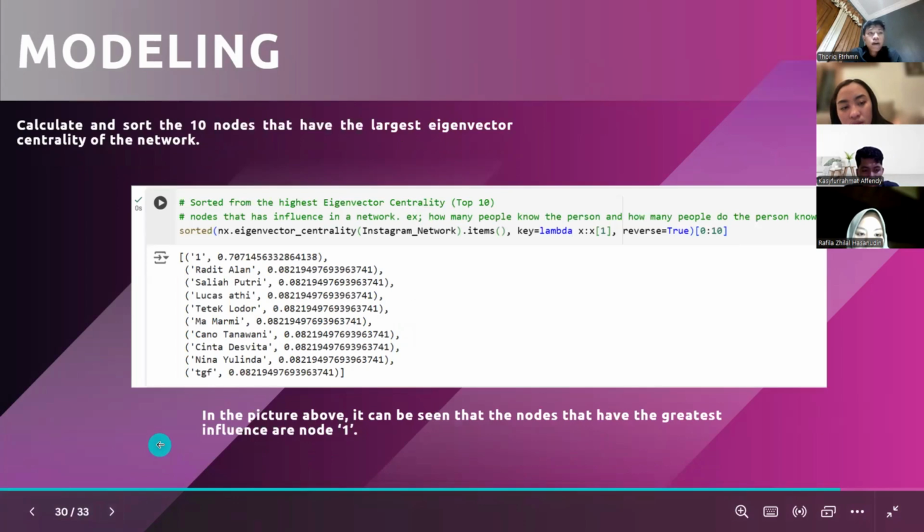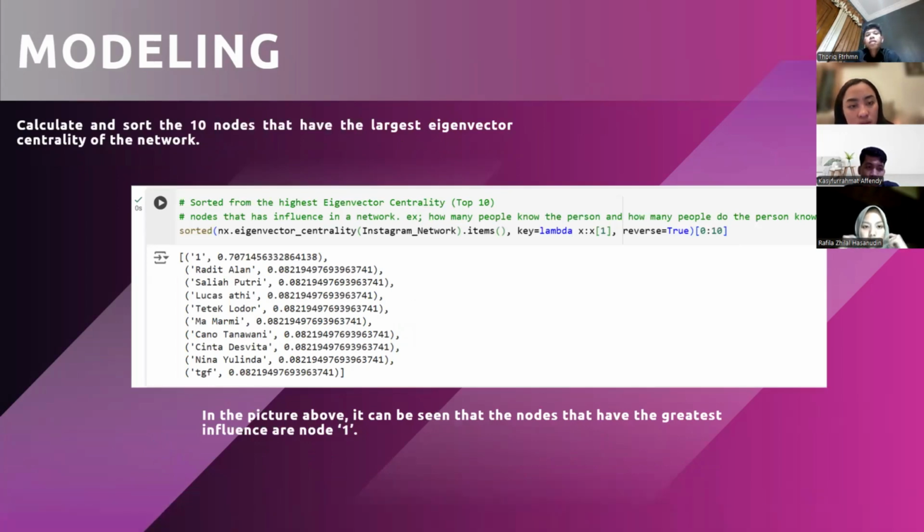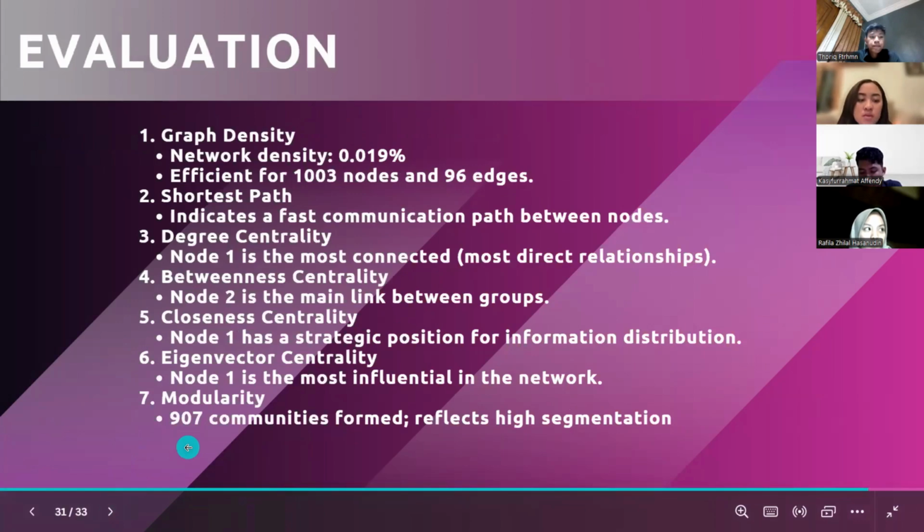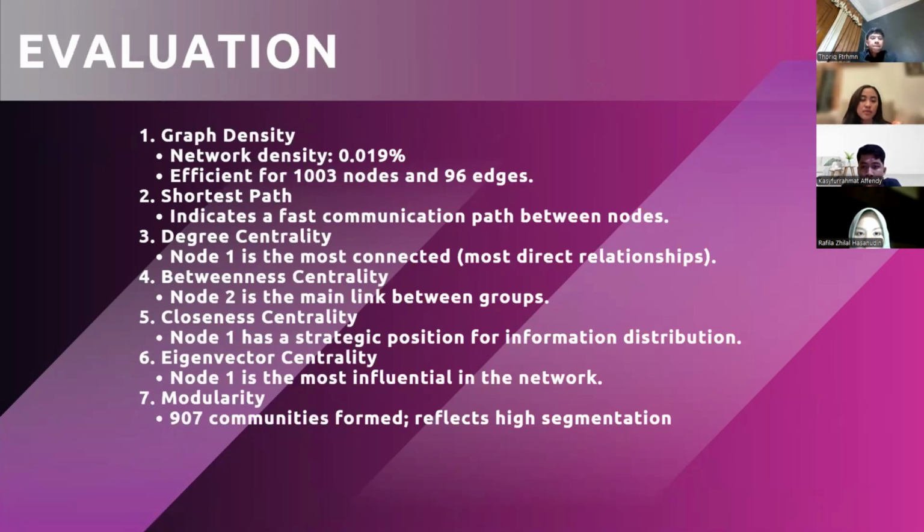And the last, calculate and sort the 10 nodes that have the largest eigenvector centrality in the network. In the picture above, it can be seen that the node that has the greatest influence is node 1. Okay. Evaluation of model results with relevant metrics.